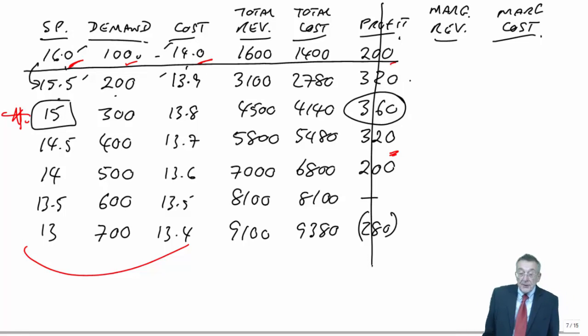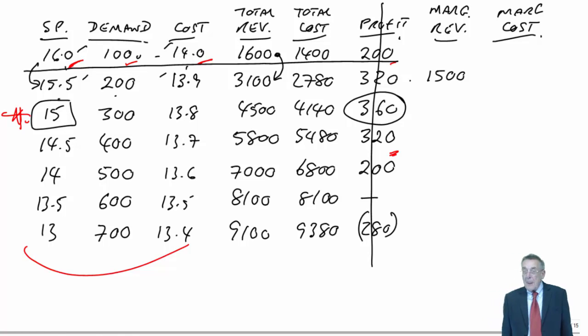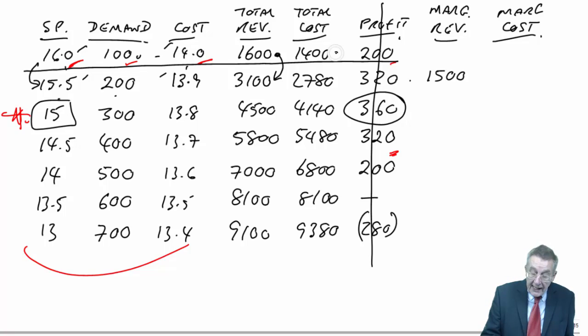If we drop the price, we will get more revenue. We're already getting 1,600. Drop the price and the revenue goes up to 3.1. The extra revenue, or the marginal revenue, we get an extra 1,500. So dropping the price by 50 cents will give us 1,500 more revenue. At the same time, though, it will increase the costs. We're already spending 1,400.